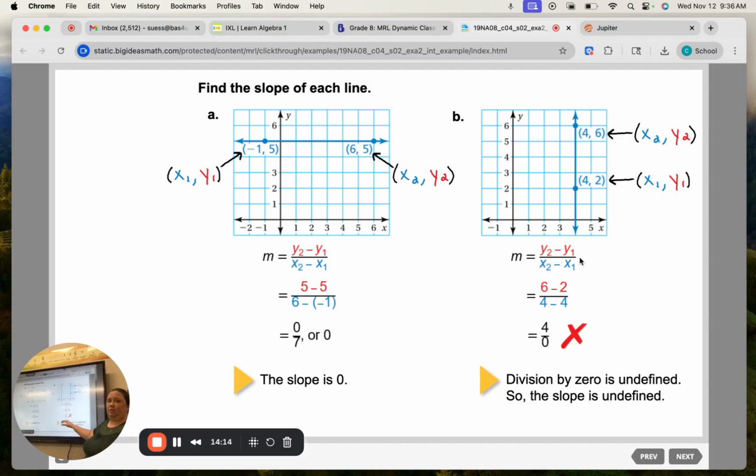Math nerds make a joke saying if you divide by 0, you're going to get a black hole. It's going to be on the channel. I'm sure it'll give you an option to say undefined.